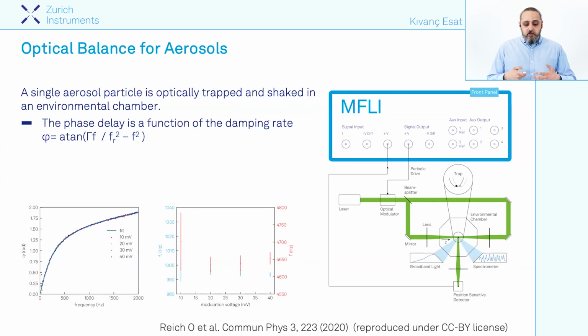This is an overdamped harmonic oscillator actually, because the particle is in air, so there is quite a lot of damping coming from that. That's why we don't see a strong resonance. But the phase response, you can actually model it as the forced damped harmonic oscillator model, which is then giving an arctangent here as a function of the damping coefficient, the resonance frequency, and the frequency we measure.